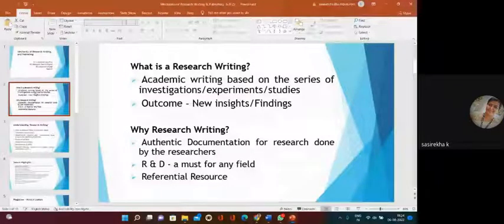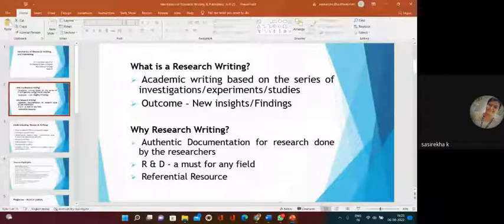Then let's see why we have to go for research writing. That is the only authentic documentation for research done by the researchers. So this is mandatory. Writing research articles, writing pieces, and writing papers for scholarly journals are all part of research writing. And this is the one and only authentic documentation for research.